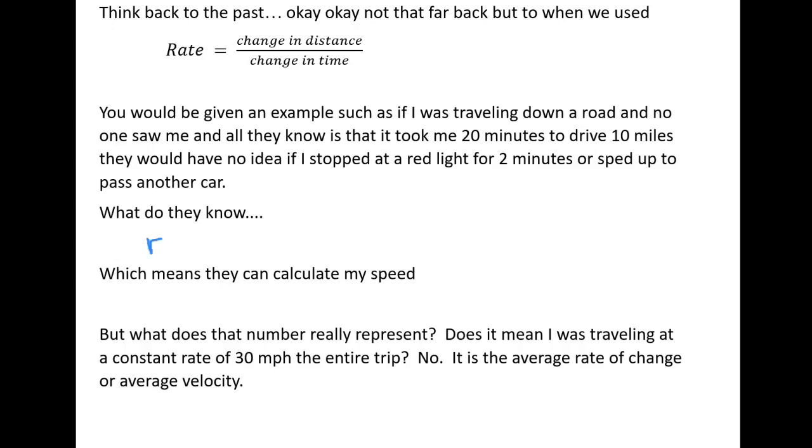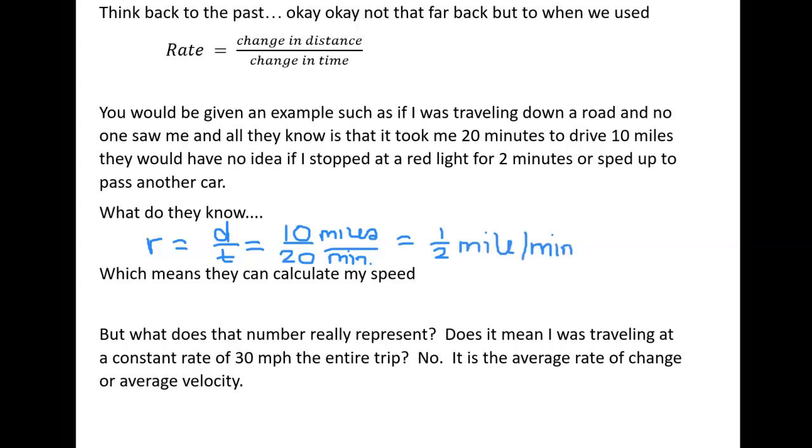So they could determine that my rate was equal to my distance divided by my time, where my distance was 10 miles and my time was 20 minutes. Or they could determine that I went a half a mile a minute. If I were to ask you to calculate speed, we never talk about miles in terms of minutes. We talk about them in terms of miles per hour. So you would convert miles per minute to miles per hour. We know that there are 60 minutes in 1 hour. So what that means is they were traveling about 30 miles per hour.